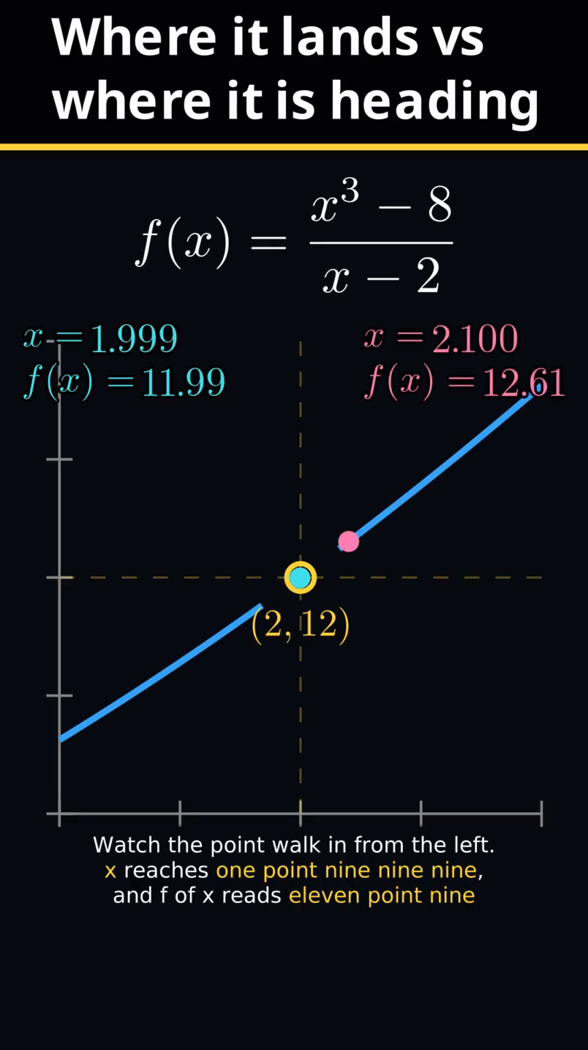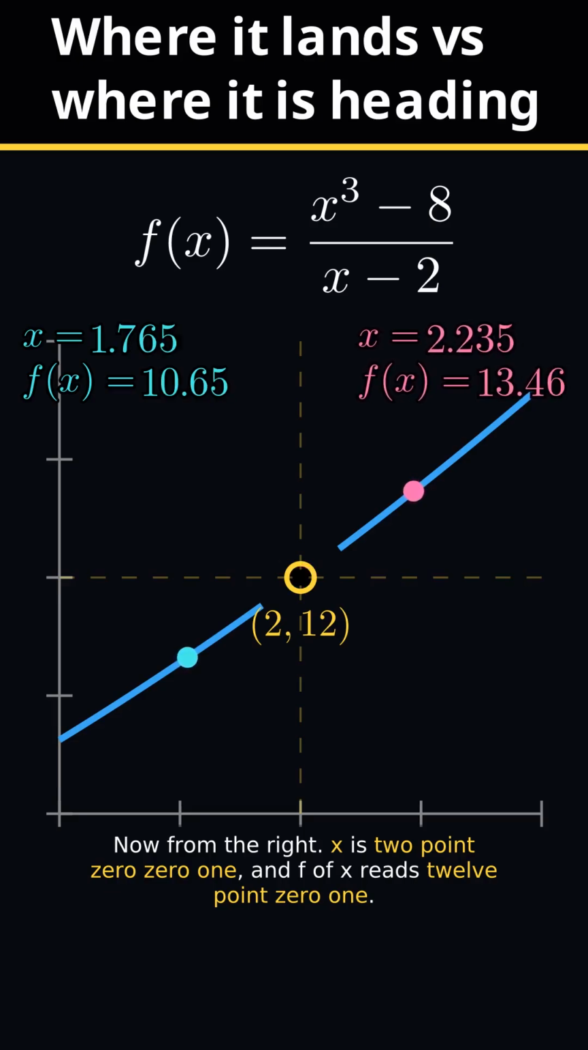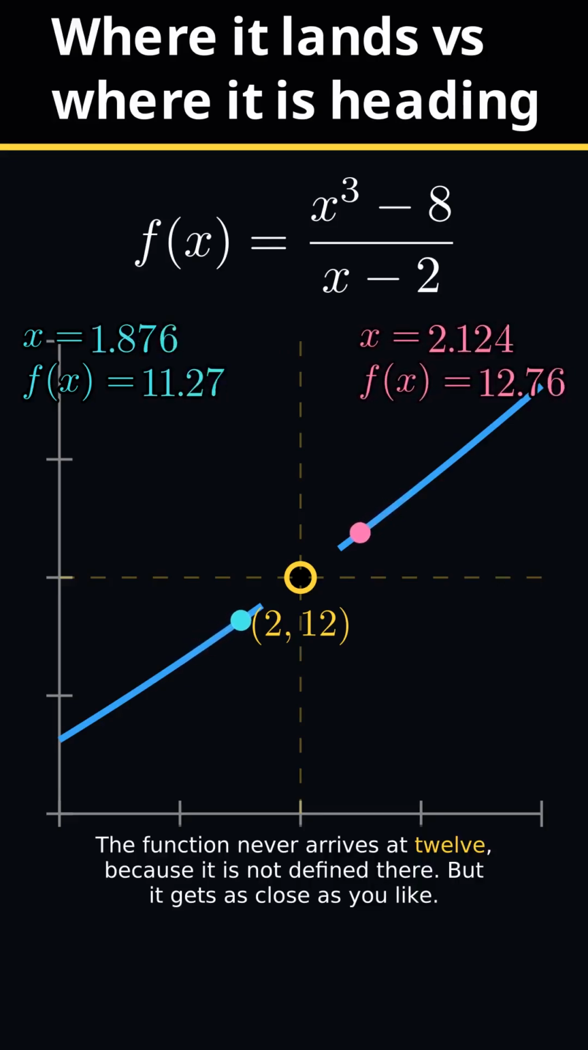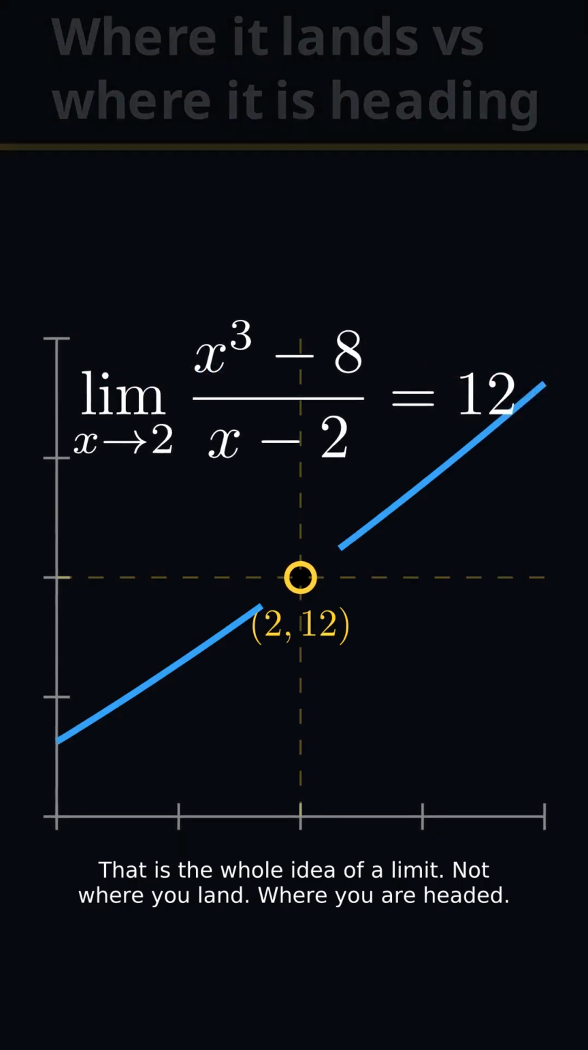Watch the point walk in from the left. X reaches 1.999, and f of x reads 11.99. Now from the right, x is 2.001, and f of x reads 12.01. Both sides are converging on 12. The function never arrives at 12 because it is not defined there, but it gets as close as you like. That is the whole idea of a limit. Not where you land, where you are headed.